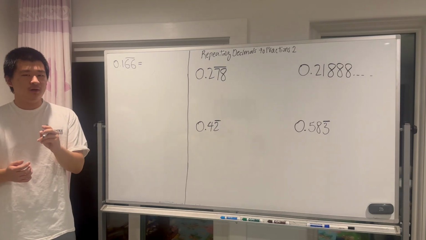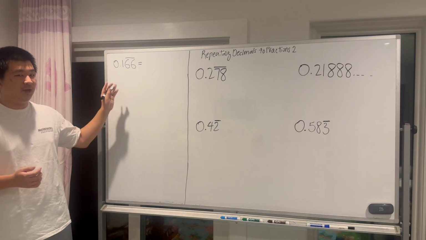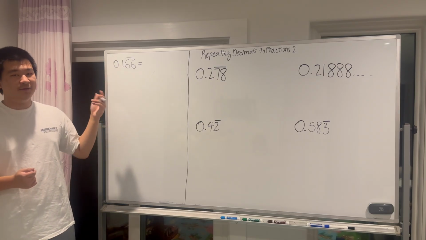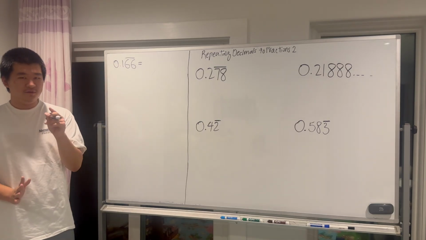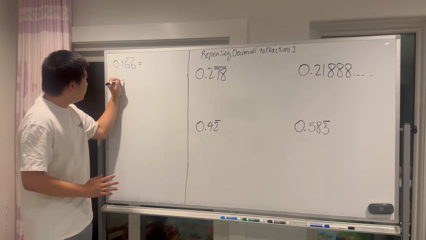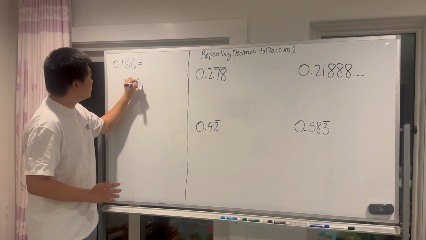Well, first of all, if you remember what we did a few videos ago, you might recognize this as just 1 over 6. And if you do that, you could just write down 1 over 6. But what if you can't do that? Let's prove it. Let x equal 0.1666 repeating.